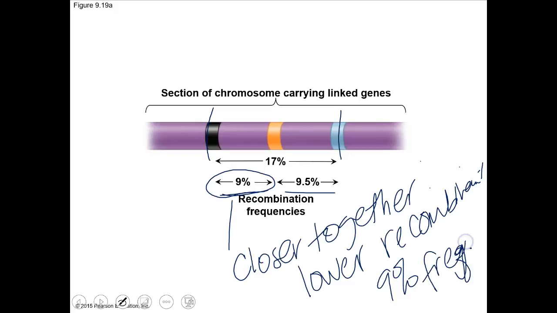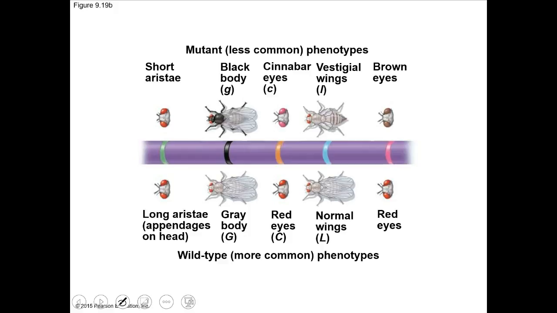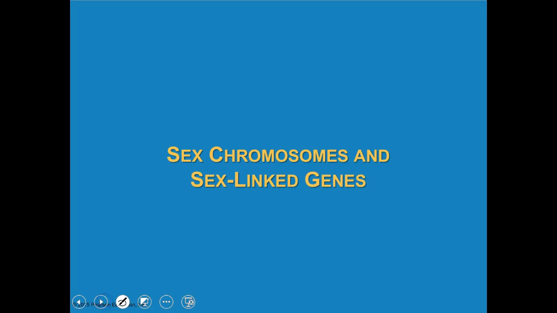Okay. So this is actually how they're able to tell, like, red eyes and gray body. So red eyes and gray body tend to be pretty close to each other and have a smaller percentage of recombination than, let's say, maybe brown eyes and short aristae, which are like its little antennae. So those guys tend to have higher recombinant frequencies because they're further apart. Okay, for Drosophila.